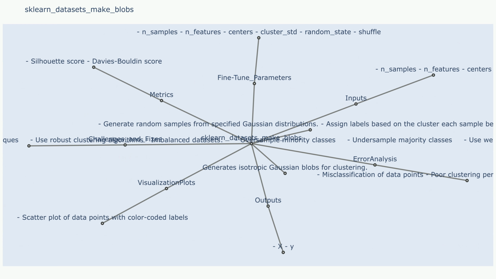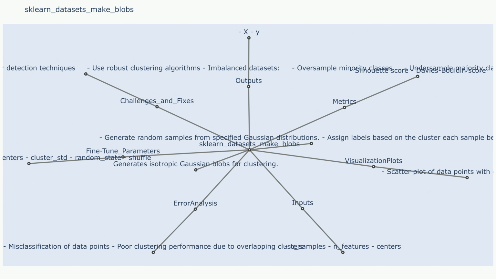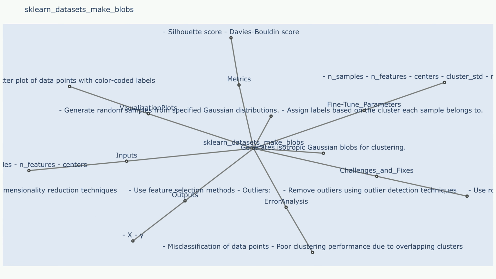By adjusting the standard deviation of the clusters, you can control the degree of overlap between them. Smaller values lead to tighter clusters with better separation. Random state setting: a specific value for random state ensures that the generated data remains consistent across different runs, making it easier for reproducibility.